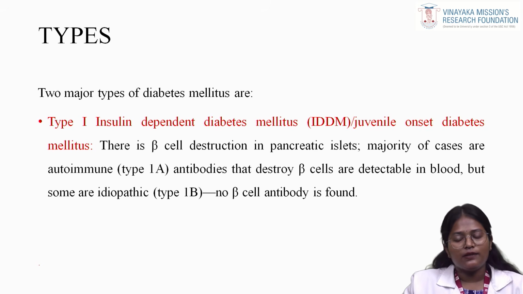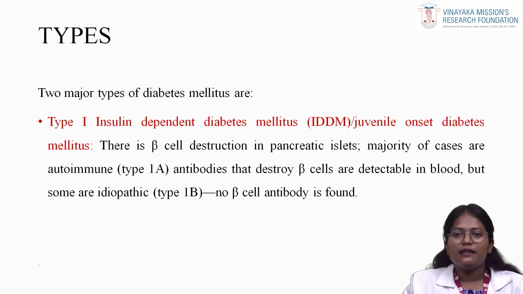Type 1 diabetes mellitus, otherwise called insulin dependent diabetes mellitus, IDDM, or juvenile onset diabetes mellitus. Juvenile means younger patients, before 18 years of age, encountering diabetes, and it is called juvenile onset diabetes mellitus. In type 1, there is beta cell destruction in the pancreatic islets. Majority of the cases are due to autoimmunity, that is type 1A, where antibodies that destroy the beta cells are detectable in the blood, but some are idiopathic.